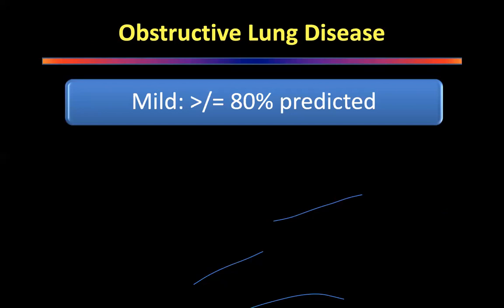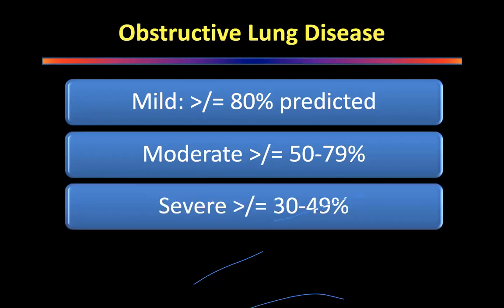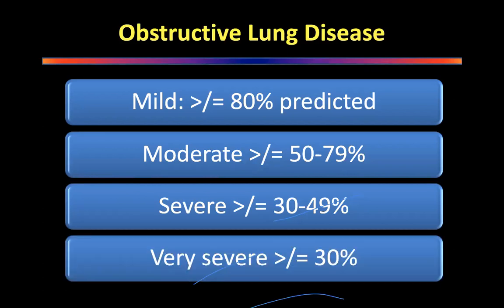Okay, so if it is less than or equal to 80% predicted, the disease is mild. It's less than, not more than. It's less than or equal to 80%, it's mild. If it is 50 to 75%, it is moderate. If it is 30 to 49%, it is severe. And if it is less than 30%, it is very severe. So those are the figures that you follow for mild, moderate, severe, or very severe obstructive lung disease.